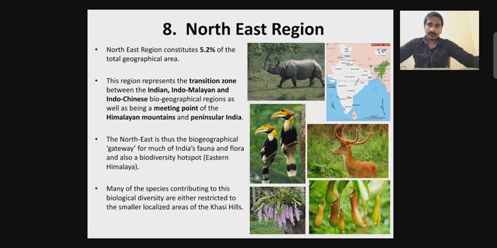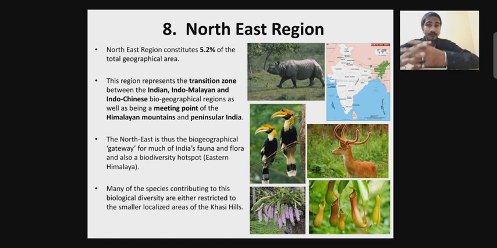Northeast region. The Northeast region constitutes about 5.2% of the total geographic area. This region represents the transition zone between the Indo-Malayan and Indo-Chinese biogeographical regions, as well as being a meeting point of the Himalayan mountains and the peninsular India. The Northeast is thus the biogeographical gateway for much of India's fauna and flora.